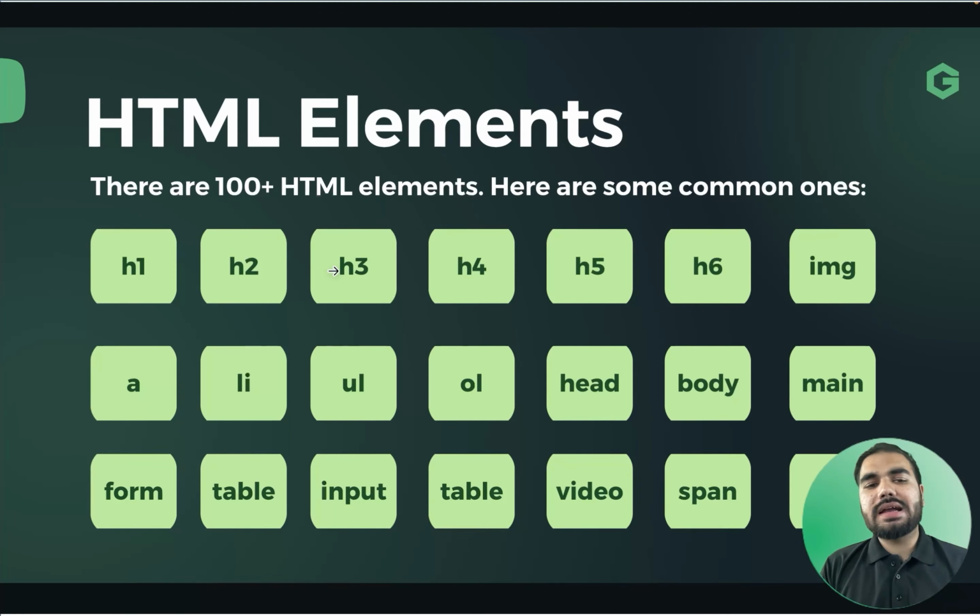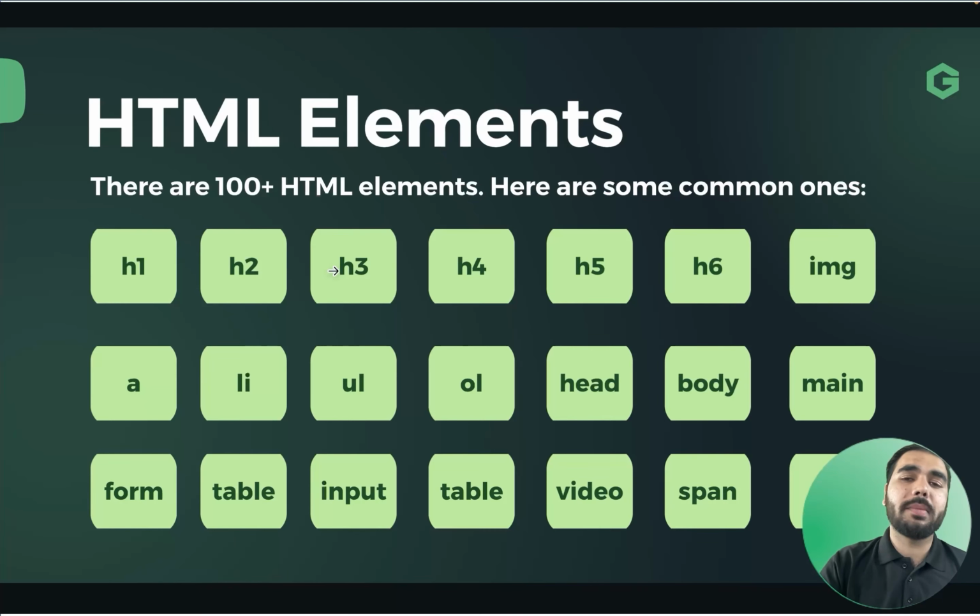We have an h1 tag, h2 tag, h3 tag, h4 tag, h5 tag, and h6 tags. See, all these tags are used for headings. We have an image tag. A tag is used for adding a link to your web page. Li tag is a list item. Ul tag is an unordered list. Ol is ordered list. Head, body, main, form.